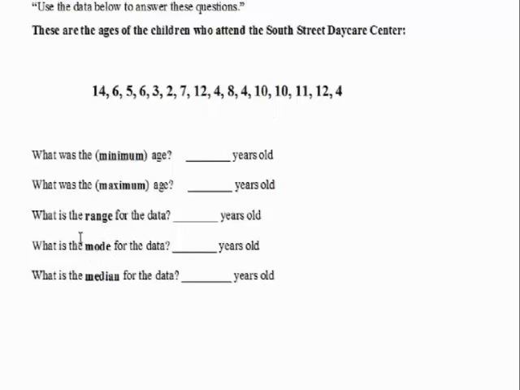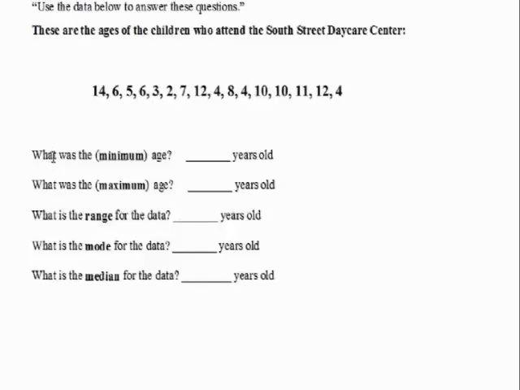So which number do you see appearing the most times? The median means that if we put all our data in order from smallest to greatest, what number would end up being in the middle of our data? Okay, so let's go ahead and use our data to answer each of these questions.